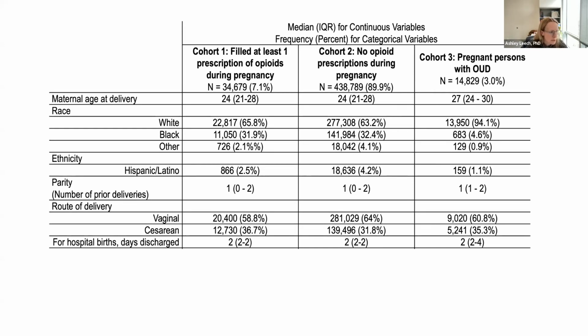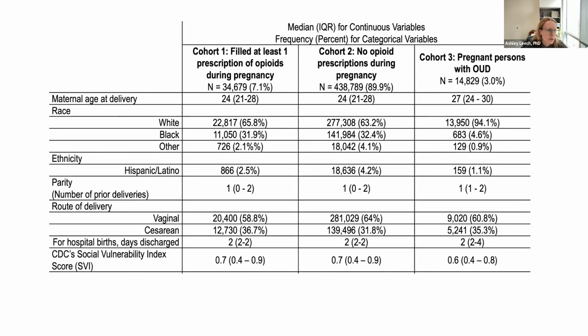Among hospital births, the days of discharge may be slightly higher among pregnant persons with opioid use disorder. Pregnant individuals with opioid use disorder also have a slightly better social vulnerability score compared to the other two cohorts. On this scale of social vulnerability, 0 represents the lowest vulnerability and 1 represents the highest vulnerability, based on their percentile position among all the census tracts in the US.